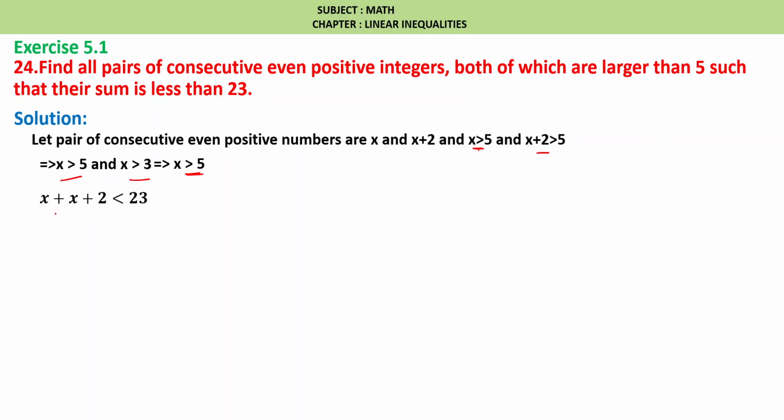Therefore, it's also given that the sum is less than 23. What is the sum of the two even numbers here? The first even number is x, the second even number is x + 2. So x + x + 2 is less than 23. That is 2x + 2 is less than 23. That is 2x is less than 23 minus 2 by transposing 2 to this side. So 2x will be less than 21. Therefore, x will be less than 21 divided by 2, that is 10.5.